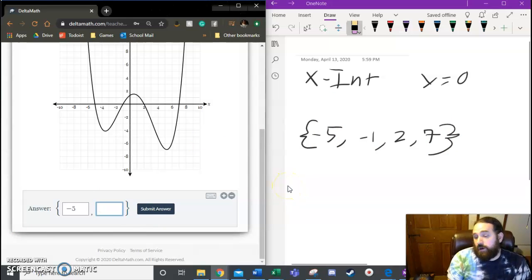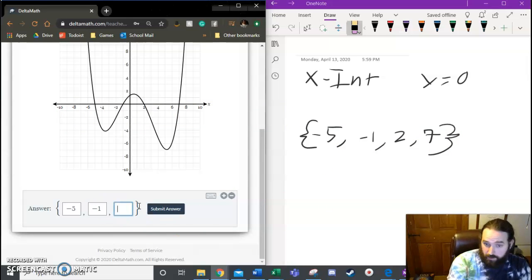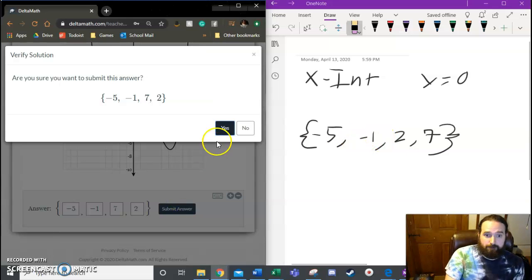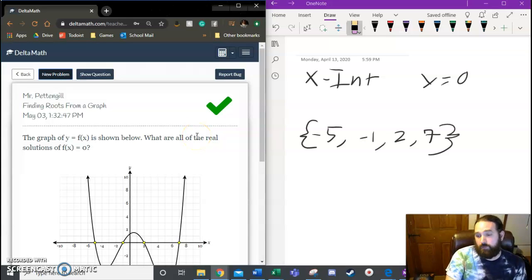I don't think Delta Math requires you to enter the numbers in order. I tend to write them in order simply because I went along the graph axis, -5, -1, 2, 7, and wrote my list in order by just the way I did it. I'm pretty sure you could enter it out of order and get it right. Let's check it now so you can see. We should all be agreeing these are the 4 answers, but I wrote them out of order. Submit. Even when I put it out of order, Delta Math is still going, great, love it.